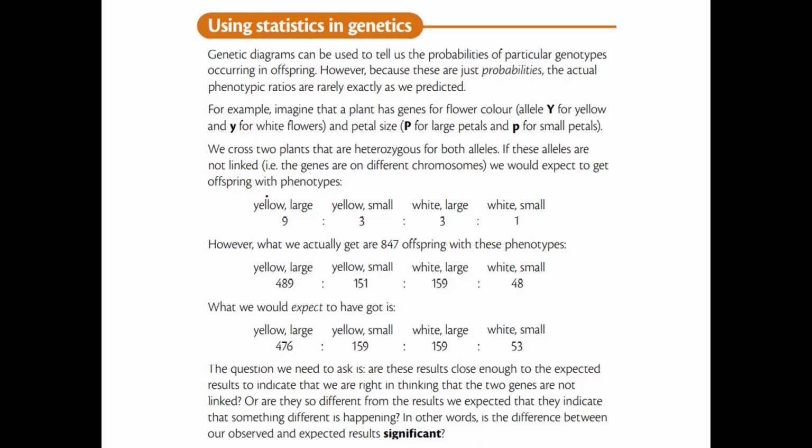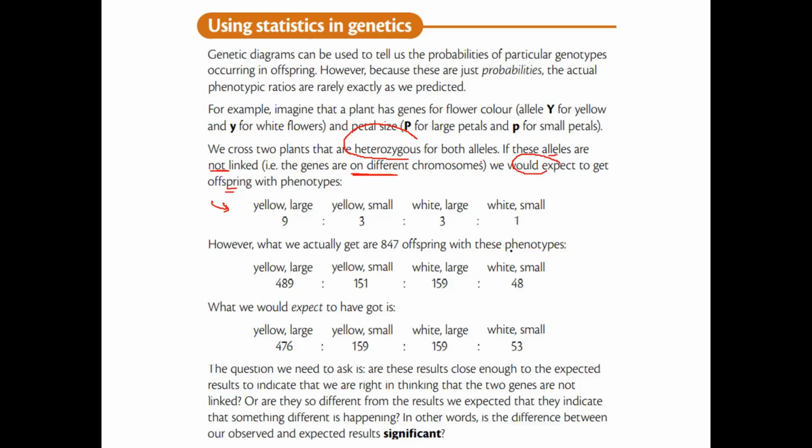We are also assuming कि these are not sex linked. ठीक है. We are assuming that these are on two different chromosomes and they are not related to each other, they are not linked. ठीक है. तो हमने heterozygous, ठीक है, हमने ऐसे plants को cross किया which are heterozygous for both alleles. So remember, if these alleles are not linked, that is the genes are on different chromosomes, we would expect to get this offspring. ठीक है, this is our expected ratio.